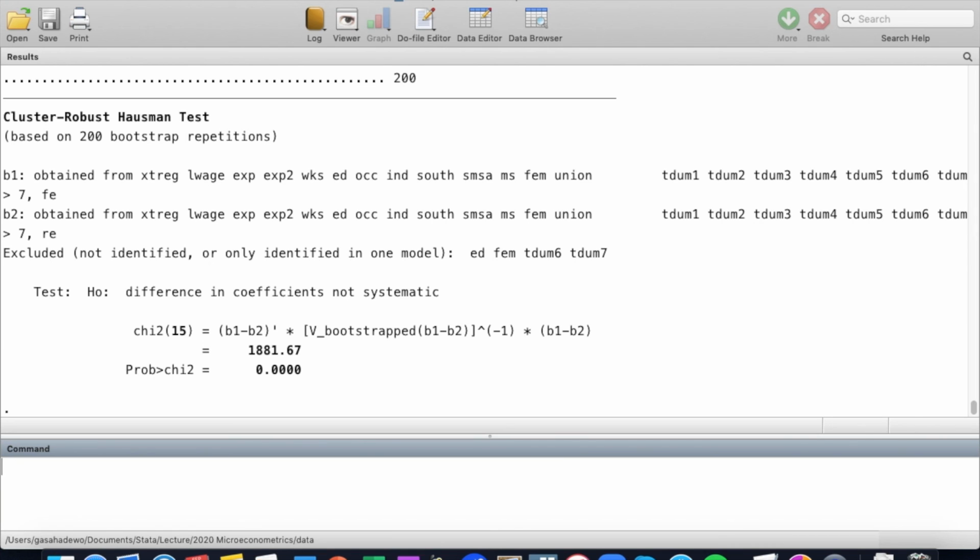Okay, so the result is out. Again, the robust Hausman test tells you that the null hypothesis is rejected, and so there is a systematic difference in coefficients. Again, which one should we choose, the fixed effect or the random effect? It really has to go back to the assumption on whether or not the unobserved heterogeneity is correlated with the explanatory variable of interest. In this case, it is experience and the experience square. Okay. All right.